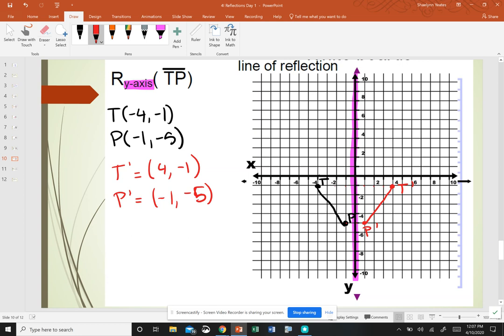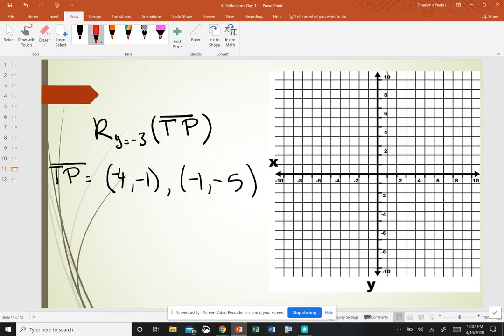All right, I want you guys to try this one out. So this time we're at y equals -3, so you're going to go to y equals -3, put a point, and then you're going to draw a line going across. And then right here, T is originally at -4, -1. If you notice, this is the exact same TP. And then P is at -1, -5.